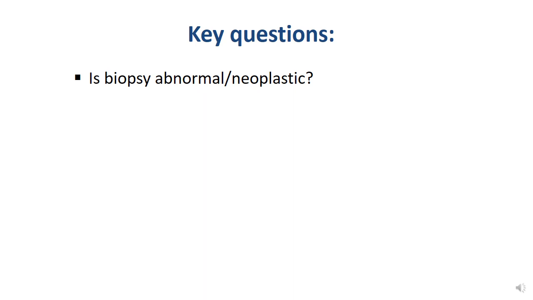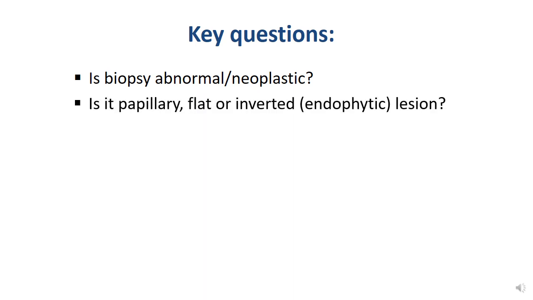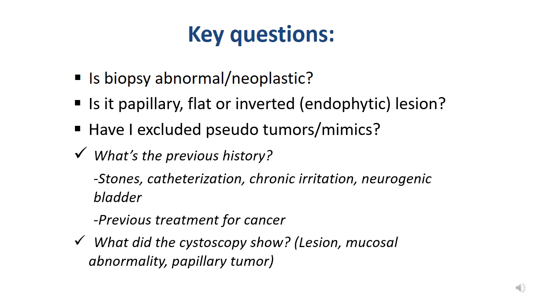So my next question is, is the biopsy then abnormal or neoplastic? Typically, an abnormal process within urinary tract specimens has three architectures: papillary, flat, or inverted. Inverted has also been referred to as an endophytic proliferation. So the next question to ask is, what is the architecture of this abnormal process that you are dealing with? Next question is, have I excluded pseudotumors or mimics?